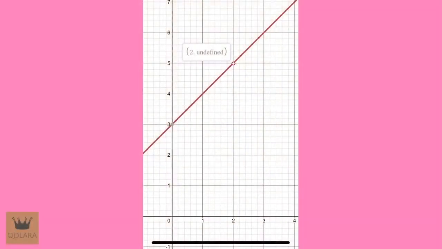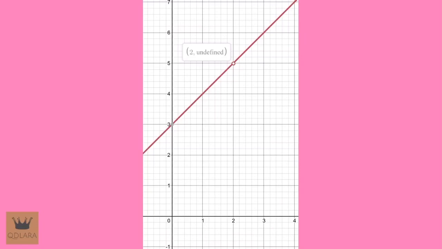To further analyze the data, let's illustrate its graph. This is the graph of the function generated from Desmos, and we can see that the function is a straight line defined at every real number except 2. So it has a hole at x equals 2.